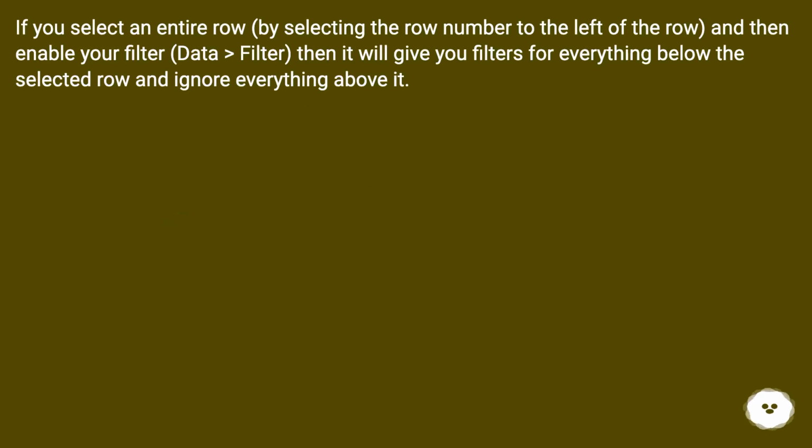If you select an entire row, by selecting the row number to the left of the row, and then enable your filter, data is greater than filter, then it will give you filters for everything below the selected row and ignore everything above it.